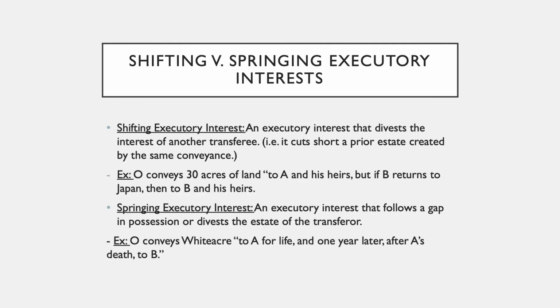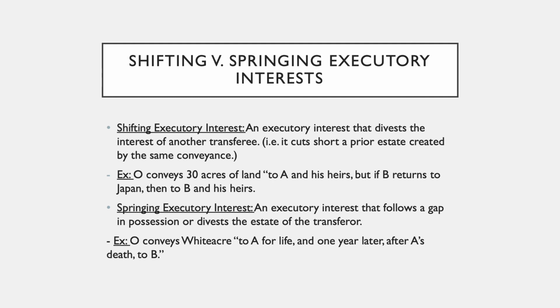So let's talk about shifting executory interest versus springing executory interest. This is very important for you to know. So shifting executory interest is an executory interest that divests the interest of another transferee. In other words, it cuts short a prior estate created by the same conveyance. Okay, an example of a shifting executory interest is O, the grantor, conveys 30 acres of land to A and his heirs, but if B returns to Japan, then to B and his heirs.